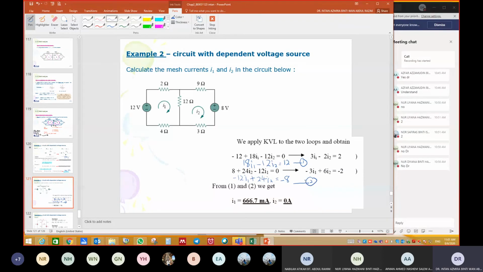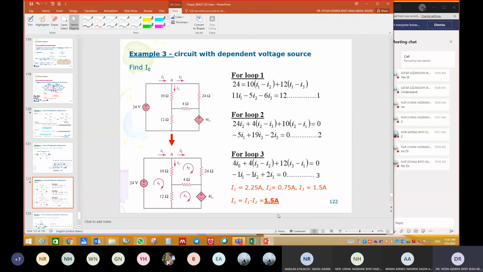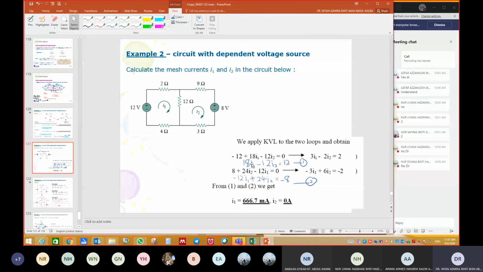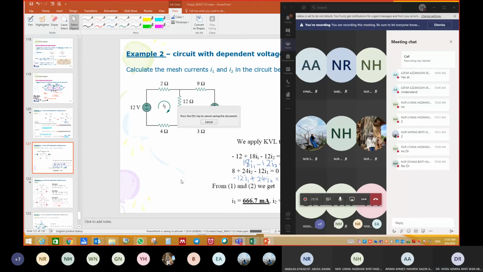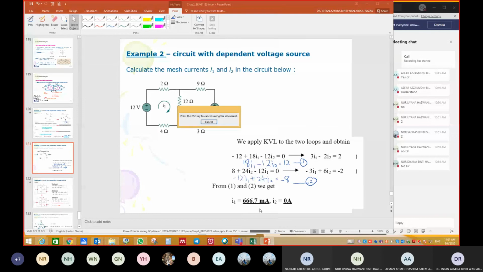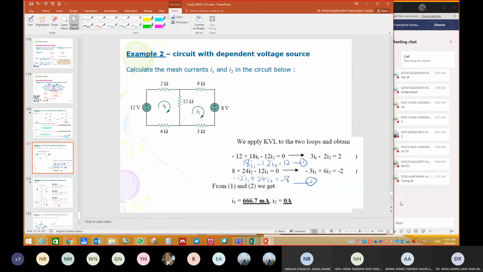Okay, and then solve by using a calculator. Finally, you get this. Now try, press your calculator. Did you get I1 and I2 like this? Try. Safira, go. Try it now. Did you get I1 and I2 like this? Gogo, try it now. Gogo, are you with me? Okay.